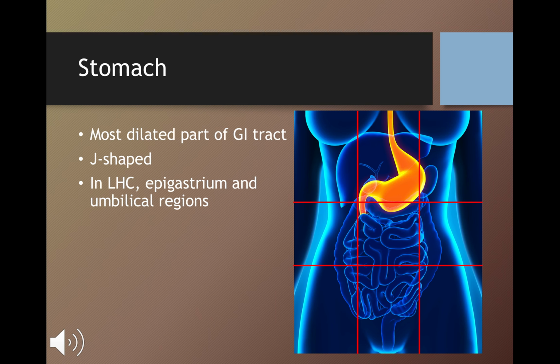Stomach is a foregut structure, the most dilated part of the gastrointestinal tract. Although variable in size, shape and position, it is usually J-shaped. It stays in the left hypochondrium and epigastrium, and its lower part extends to the umbilicus. It is placed between the esophagus and duodenum in the upper part of the tummy.